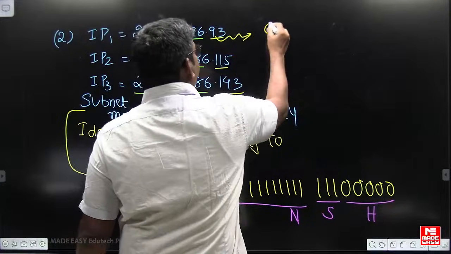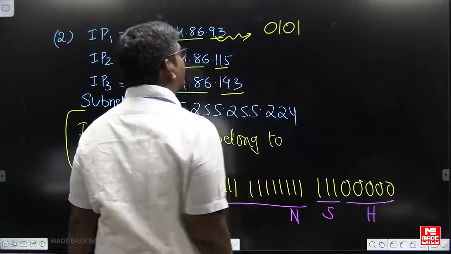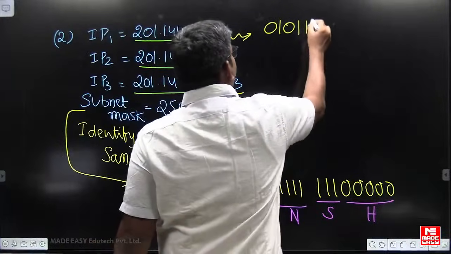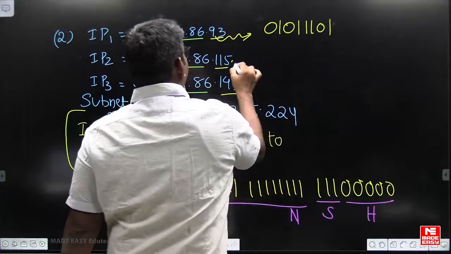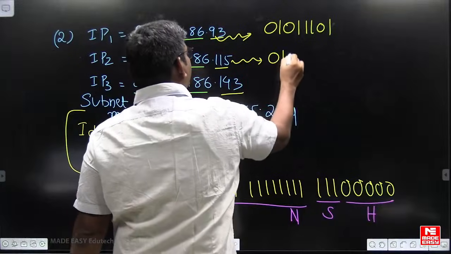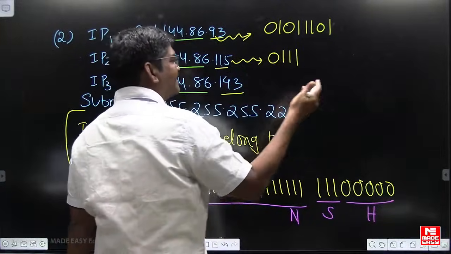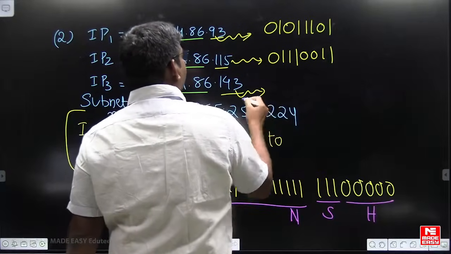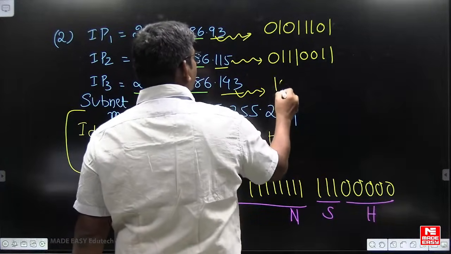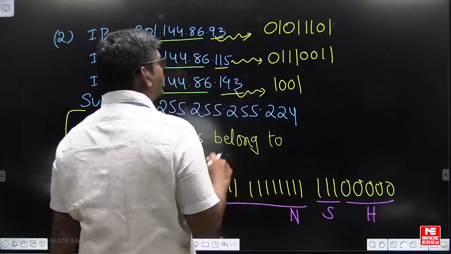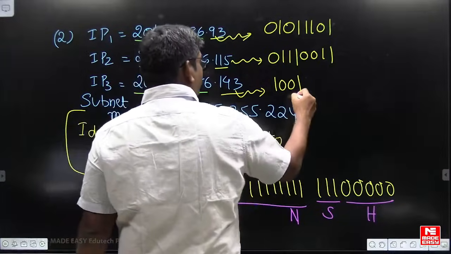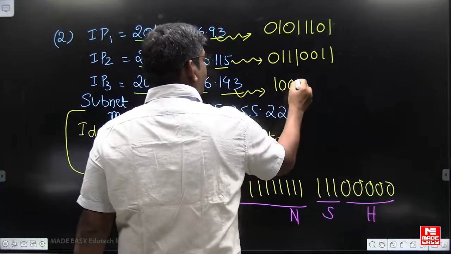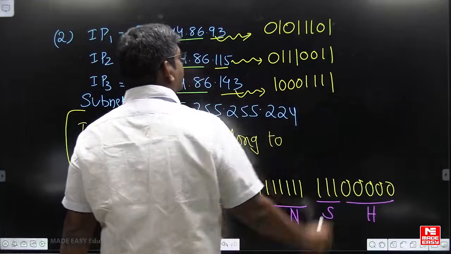Look at how we can calculate this 93 using a heuristic approach, a shortcut. 0101, that is 80, then 13, so this is 1101. And this 115 is 0111, that is 112 plus 3, so it is 0011. And 143, I think it is 1001, I can write it is maybe, it becomes 128 plus 15, so it is 0 and 4 ones.